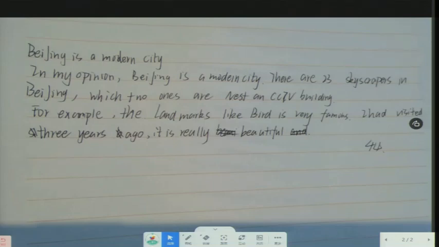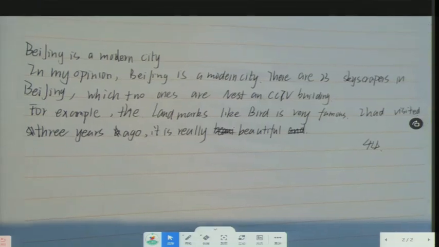In my opinion, Beijing is a modern city. There are 23 skyscrapers. What is skyscrapers? Yes, 摩天大楼, tall buildings, right? Okay. So here she uses what? She uses what as a fact? Statistics, right?